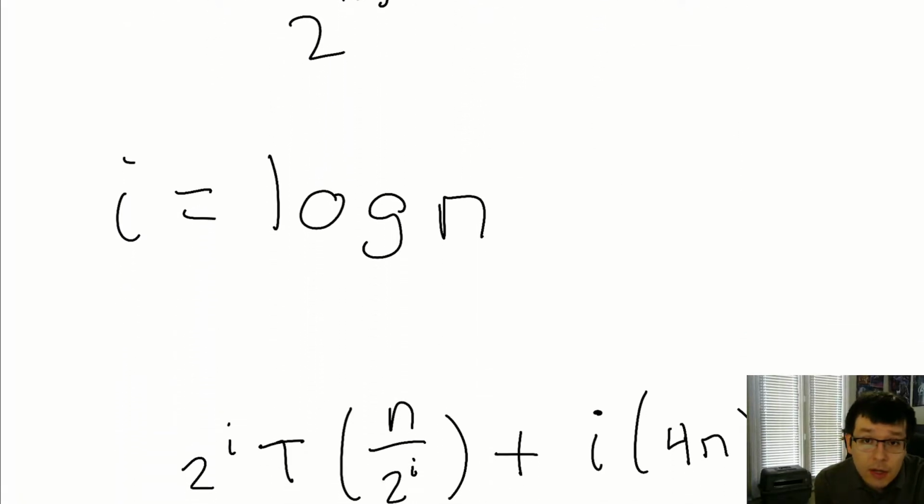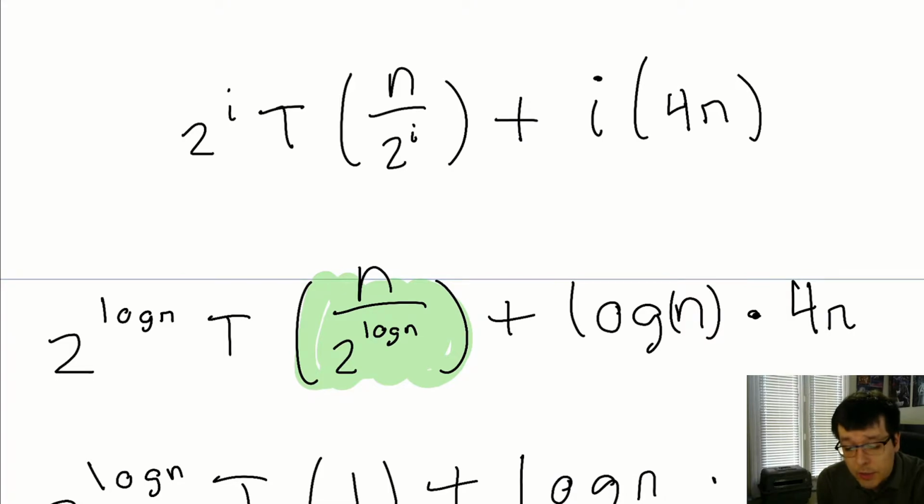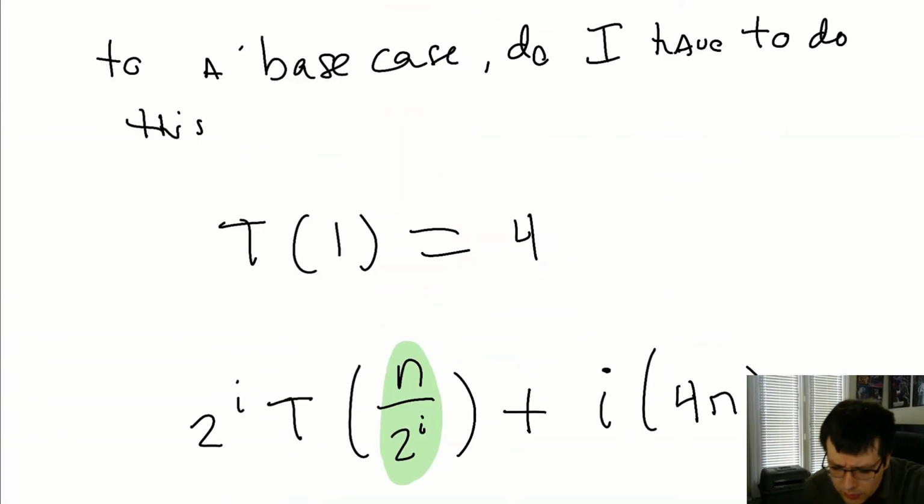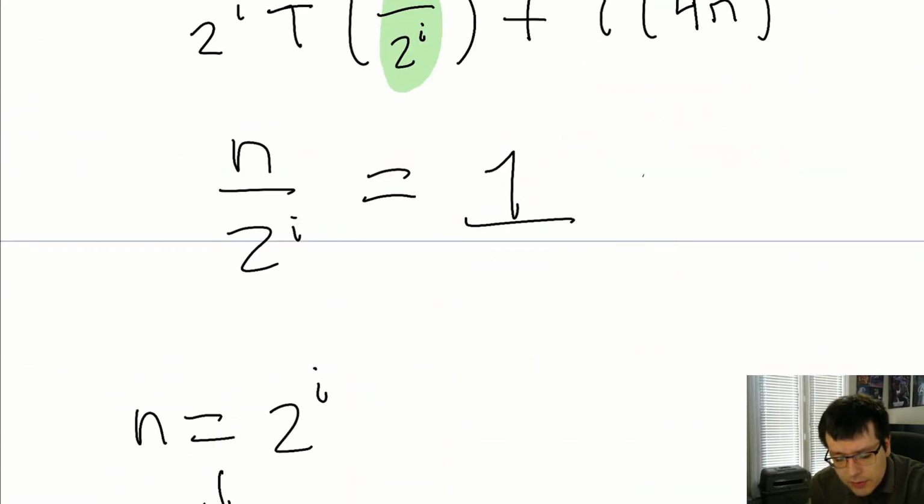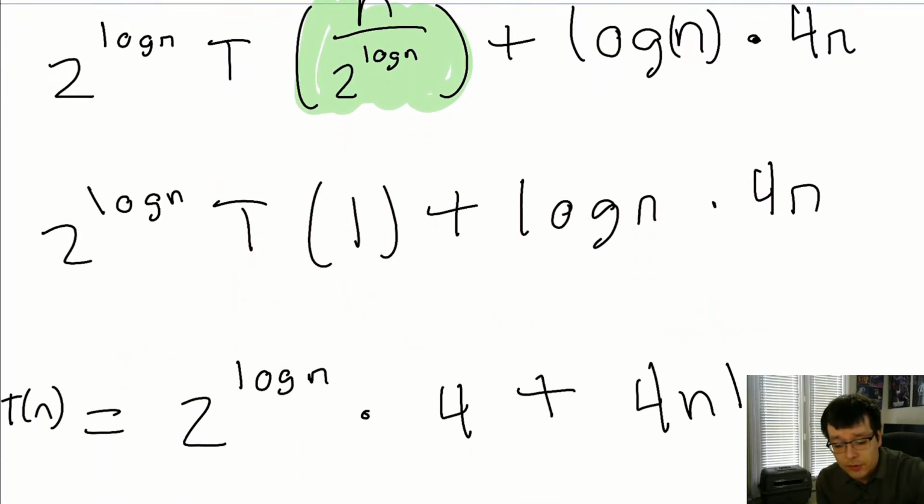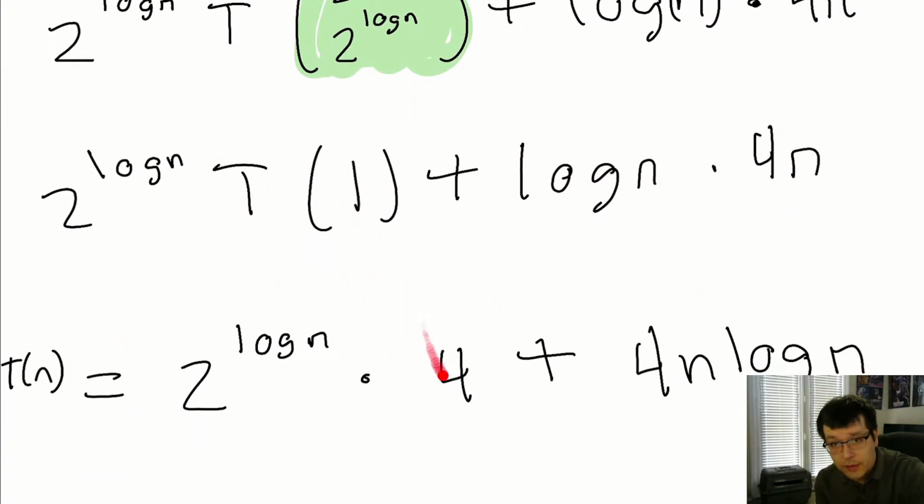We plug in log n for i into that equation here, and so we end up with 2 to the log n times t of n divided by 2 to the log n. Again, the reason we're doing this is because we know that this will simplify to 1. And we know what this is because this is the base case. It's equal to 2 or whatever I said at the top. 2 or 4, I can't remember. 4, yeah, 4. And so that leaves us with this line here. So we know this is 4, so we can just change that to 4 as we do right there.